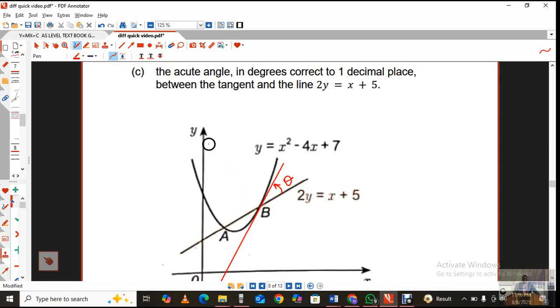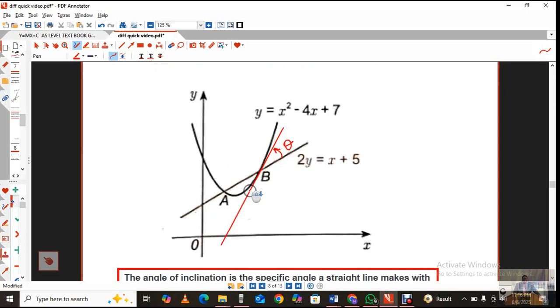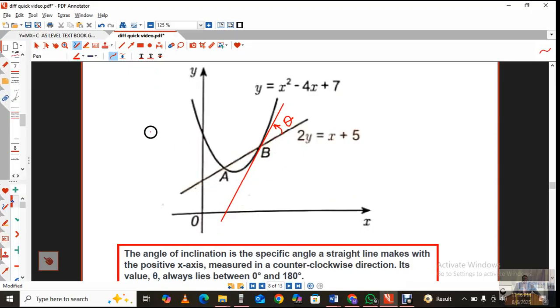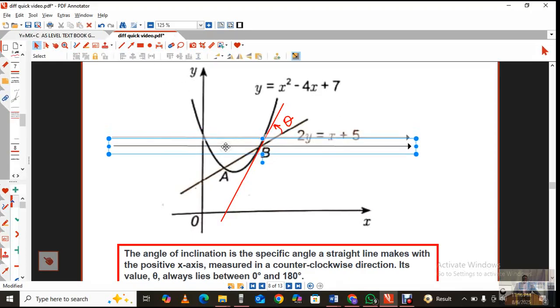I probably have to bring in a little story here so we can talk about the angle of inclination. Think of your eye level whenever you look at something. I'm going to take something that is parallel, like so. So here I'm saying the angle of inclination is a specific angle a straight line makes, like this one, with the positive x-axis.